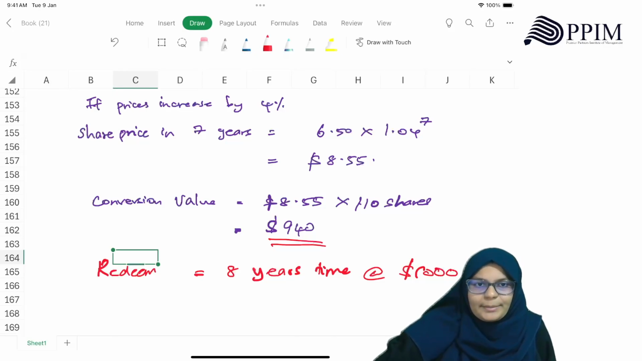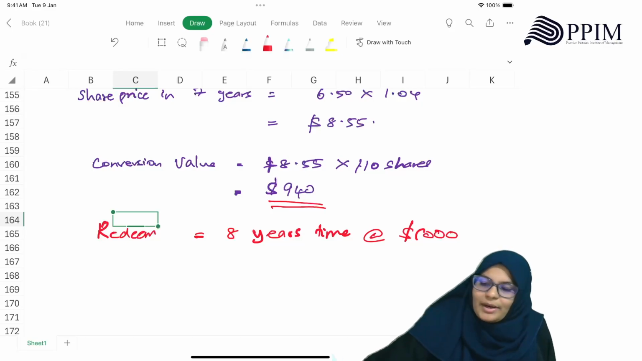What will you do? You will redeem. Is that what you will do? No. Okay, then what are you going to do? I won't convert. What? I won't convert it. Okay, why? Because with redemption you're going to get more. Is that what you're saying? If you convert the dollars, the loan note will be 940. Yeah, if not, you're saying it's 1,000.